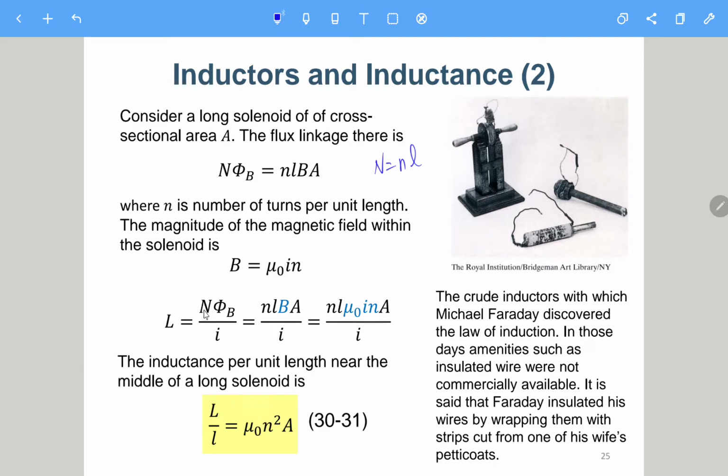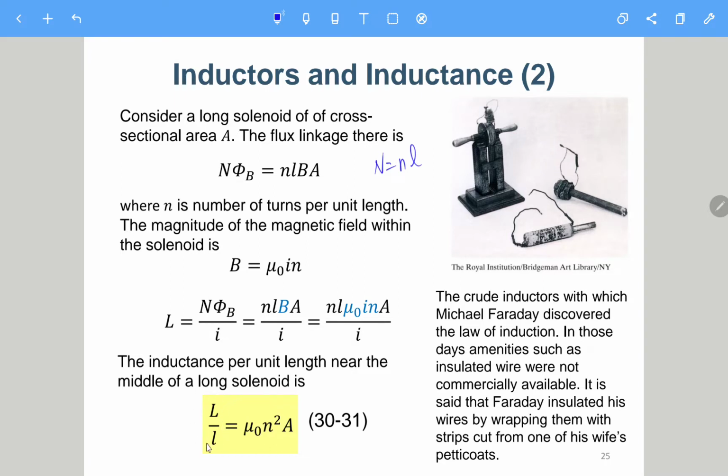So we have L = nΦ_B over I, and then nΦ_B is this one. So we have n small l and then BA over I, and then we can plug this one into here, so that we have n l μ0 n A over I, and then we can just cancel this I with this I, and then we move this L to the left side. So this is the inductance per unit length equals μ0 n² A, and then nothing else.